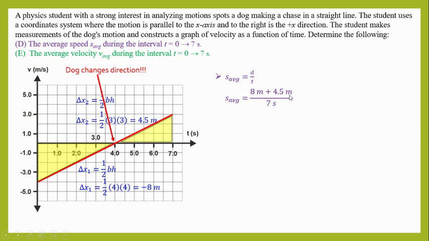So that'd be 12.5 divided by 7. So the answer is going to be 1.8 meters per second. And average speed is a scalar, so I don't need to include direction for that. So I'm done with that part.